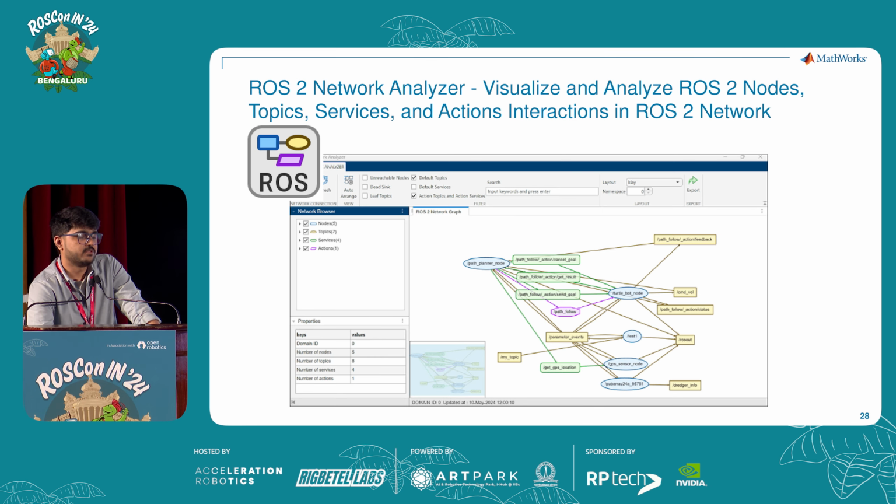Once you deploy the node onto the hardware, you will see it interacting with a bunch of other topics, services, and actions. To comprehend this interaction between all the things, what you can use is our app called ROS2 Network Analyzer that will help you to visualize and analyze a ROS2 network. Similar to RQT graph, but it has better filtering capabilities.